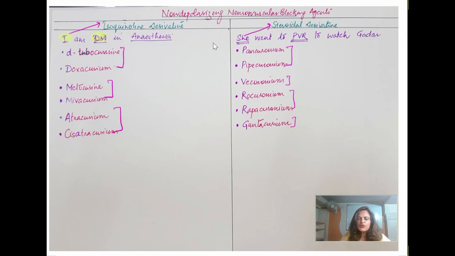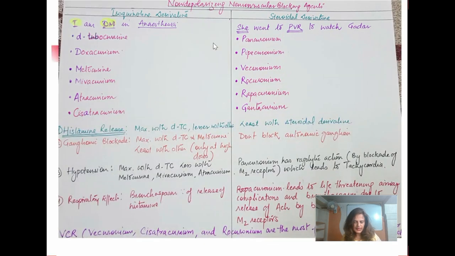Now what is the basic difference between isoquinoline derivative and steroidal derivative? Here we have d-tubocurarine. Remember this? This is the prototype. Last time, everything seen with it, like histamine release, ganglionic blockade, fall in BP, bronchospasm, all was seen with d-tubocurarine. That means the isoquinoline derivatives show more of such action in comparison to the steroidal ones. Steroidals do not show as much. Let's see in the next slide what we can see with the steroidal and with the isoquinoline. So histamine release, number one: it is maximum with d-tubocurarine and lesser with the others.